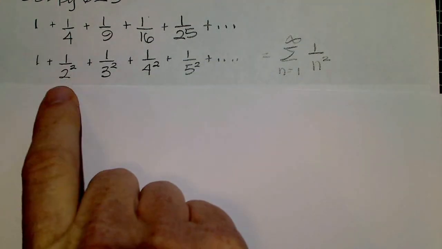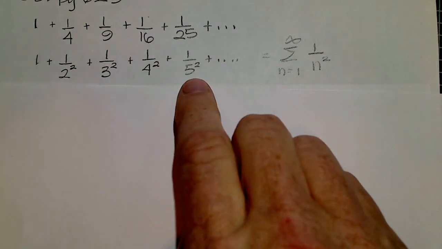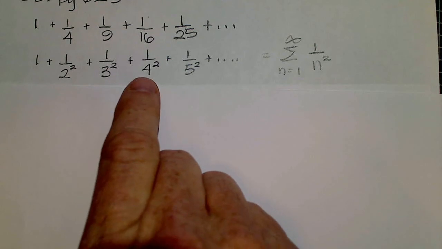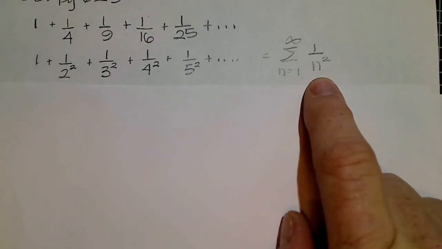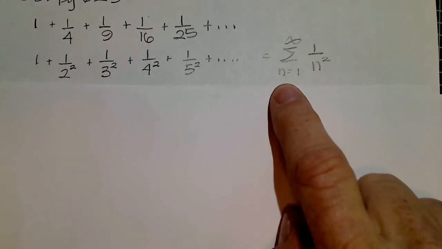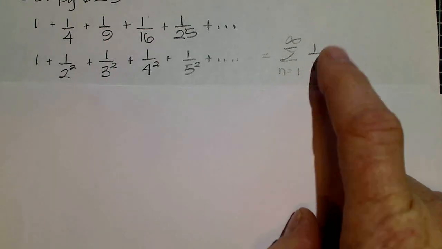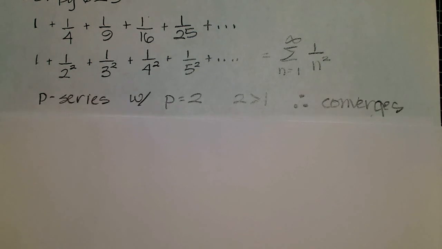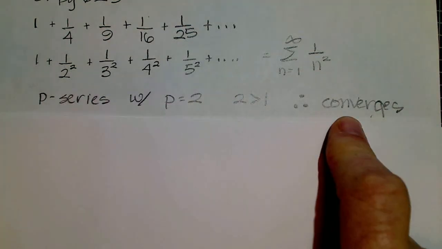So I know 4 is 2 squared, 9 is 3 squared, 16 is 4 squared, 25 is 5 squared, and so on. So we see that the base is changing, but it's always being squared. So that means I can convert it to this summation notation, n equals 1 to infinity, my sum of 1 over n squared. So that's a p-series with p equaling 2. So 2 is greater than 1, so it converges.